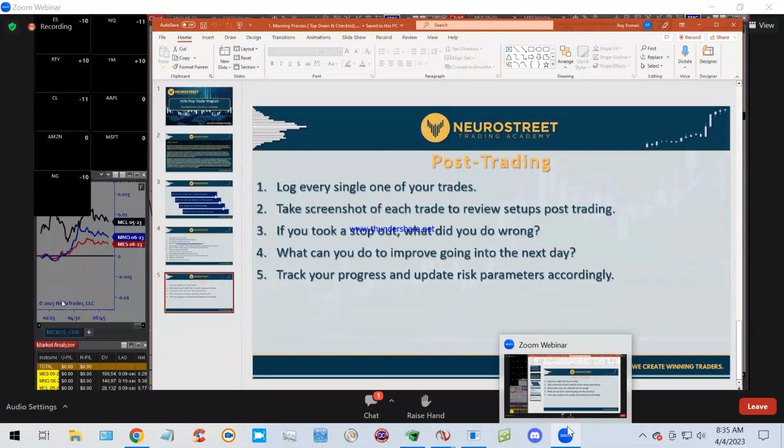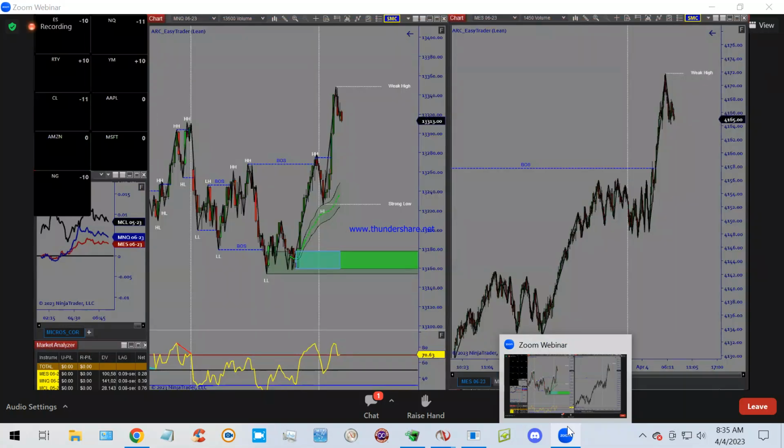Post-trading, we're going to log every single one of our trades. Take screenshots of each of our trades to review the setups post-trading. If we took a stop out, what did we do wrong? What can you do to improve going into the next day? We want to track our progress and update our risk parameters accordingly.